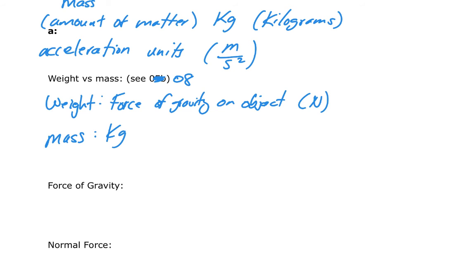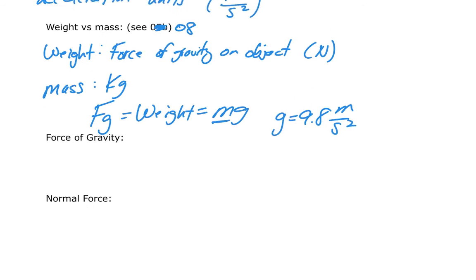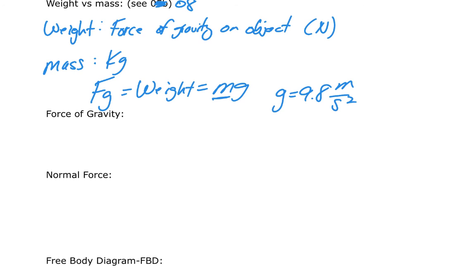And we should know now that we can calculate weight based on an object's mass, because weight, and I don't really like to use that W, I usually use force due to gravity, is the same as weight, is equal to m times g, right? Where m is the mass and g is 9.8 meters per second squared as long as we're on Earth. And for the most part, that's where we're going to be. So force of gravity, Fg, is just equal to mg, and it's the same as weight.